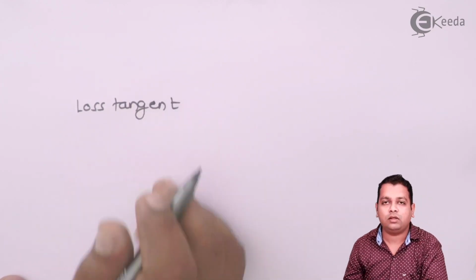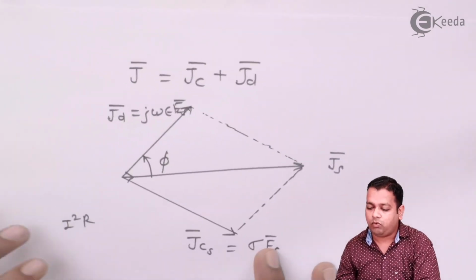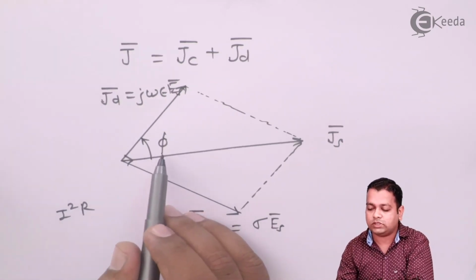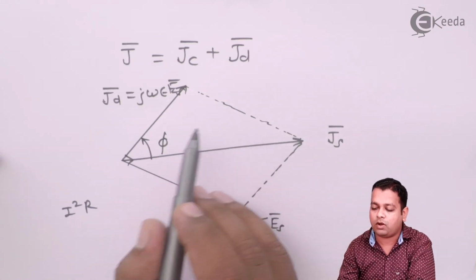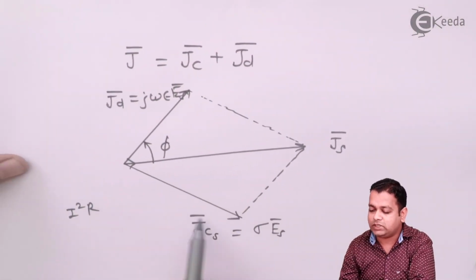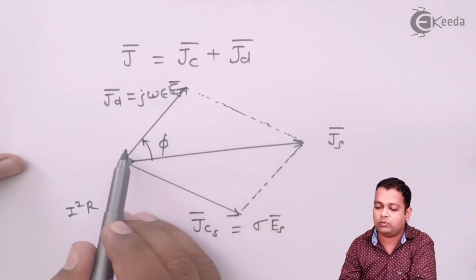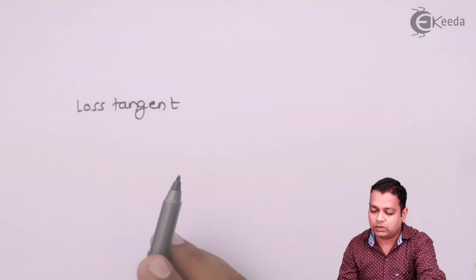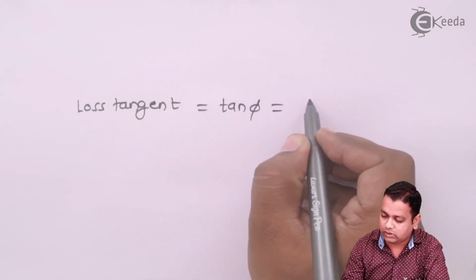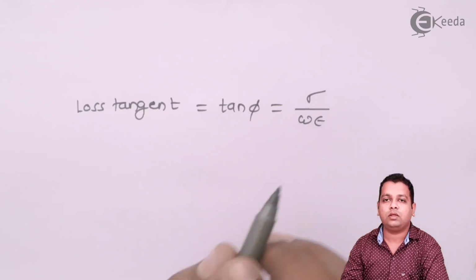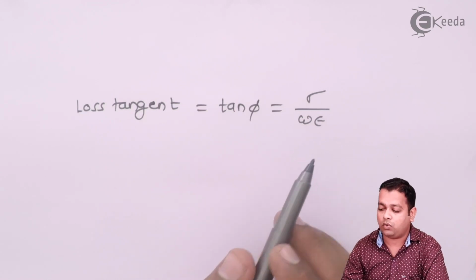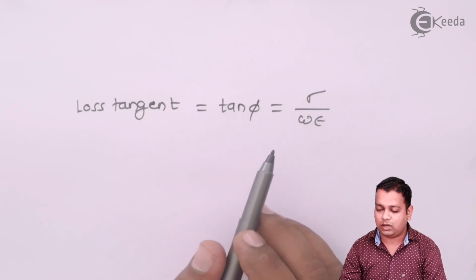As we pronounce tangent from trigonometry, for the angle phi we shall take the tangent value. So tangent of this particular phi will be the opposite side upon the adjacent side. The opposite side in magnitude will be that of the JC bar magnitude, and the adjacent side will be that of the JD bar magnitude. Hence the loss tangent, if I represent it by tan phi, is nothing but sigma upon omega epsilon, which we have used to categorize the material, whether it is a good conductive or good dielectric medium.